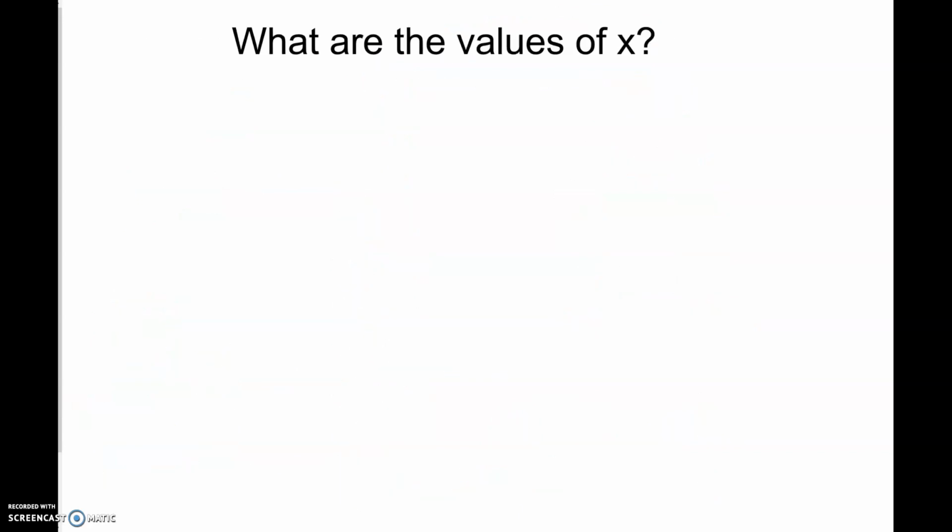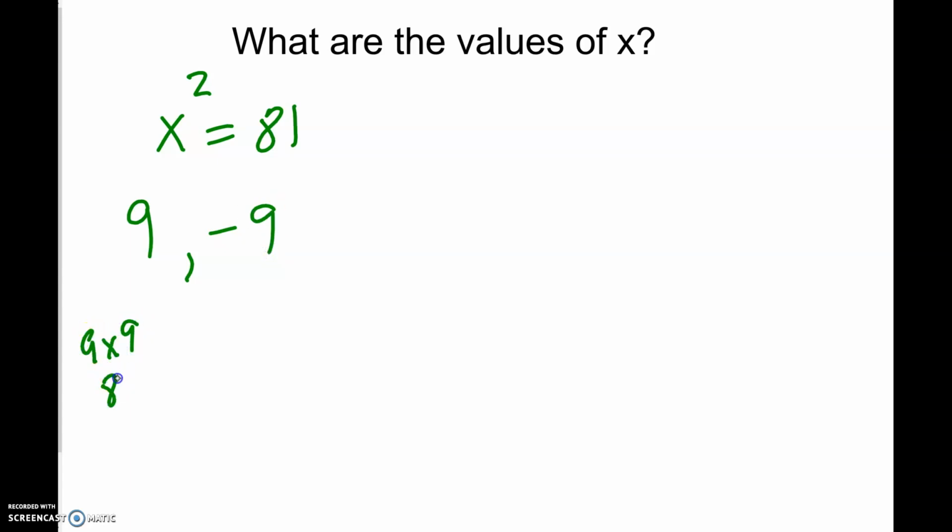All right, what are the values of x? So if we have x squared equals 81, what is x? Most kids come up with 9 just fine, but you need to remember that there's another answer. Anyone remember what it is? Negative 9. Because 9 times 9 is 81, and negative 9 times negative 9 is also 81. So don't forget those negative values when you're doing these.